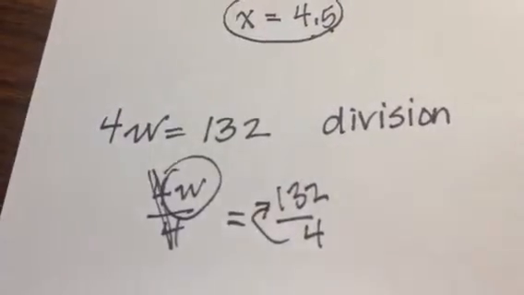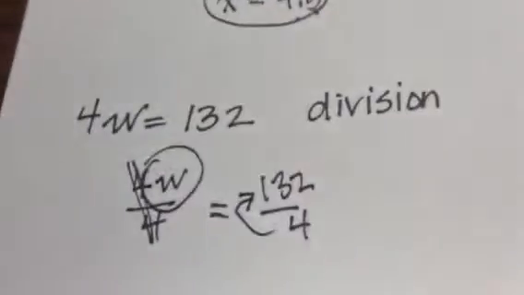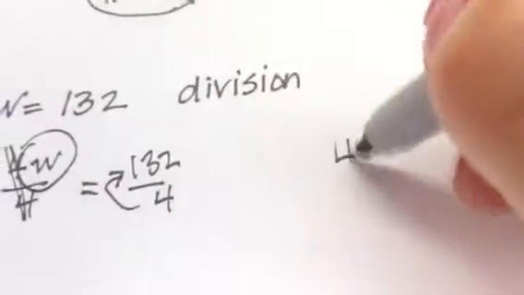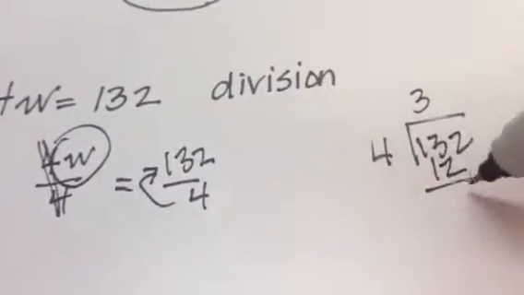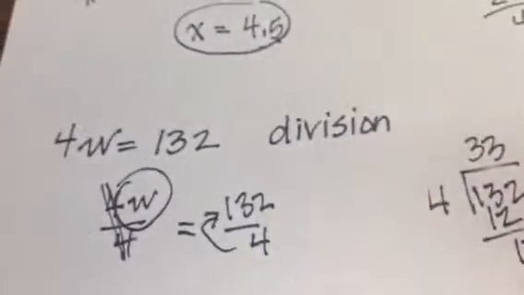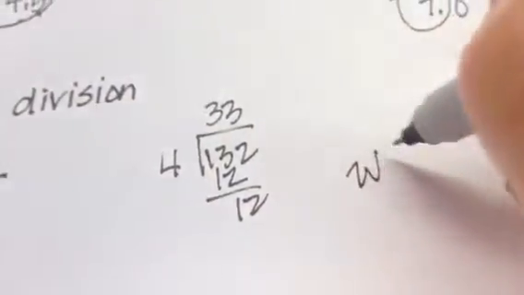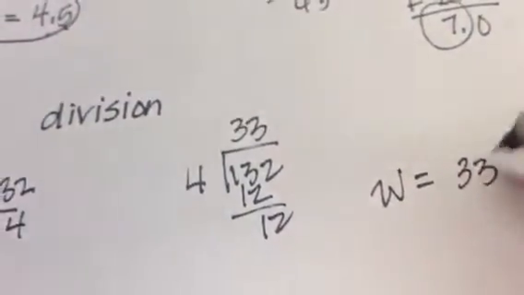4 goes into 132 how many times? Well, let's do it over here. 4 goes into 132 3 times. You get a 12. Oh, look at that. Nice, easy number. So w equals 33.